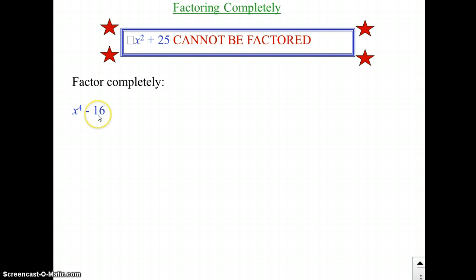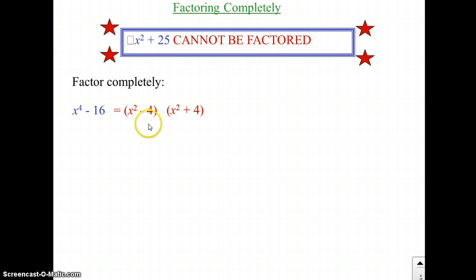X to the fourth minus 16. This is an example of a difference of squares. X to the fourth has a perfect square root, 16 has a perfect square root. X squared is the square root of x to the fourth, 4 is the square root of 16. If I factor using a difference of squares like we did with the last set of notes, this should be x squared minus 4, x squared plus 4. Square root of x to the fourth, square root of 16. Conjugate binomials, one negative, one positive. But we're not completely finished yet.